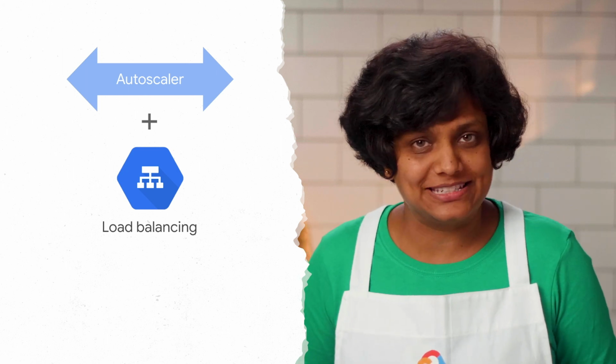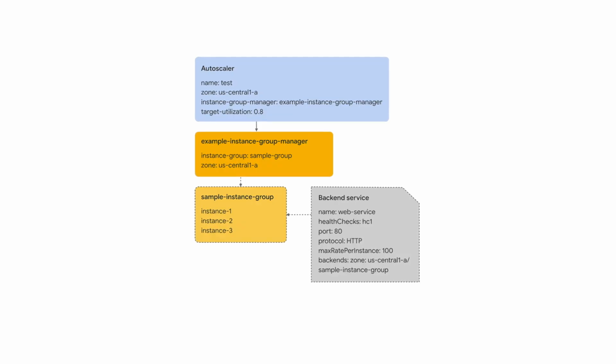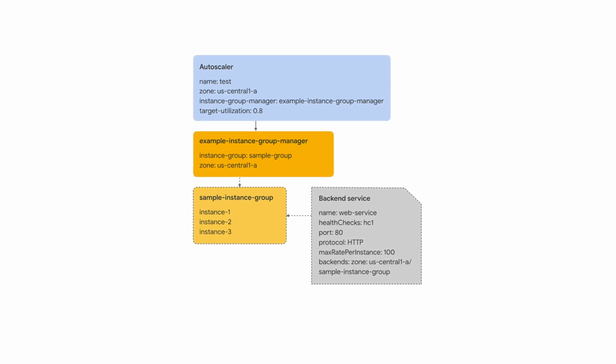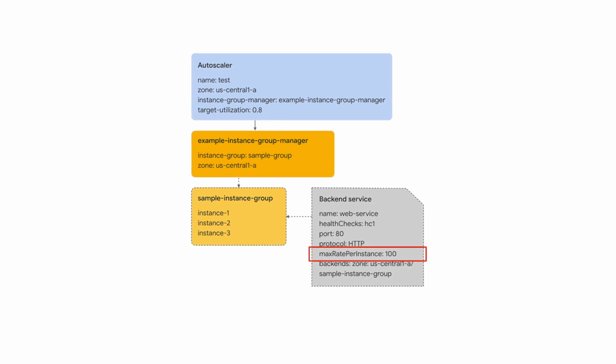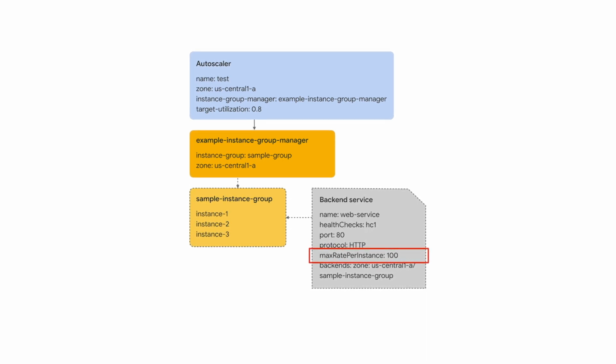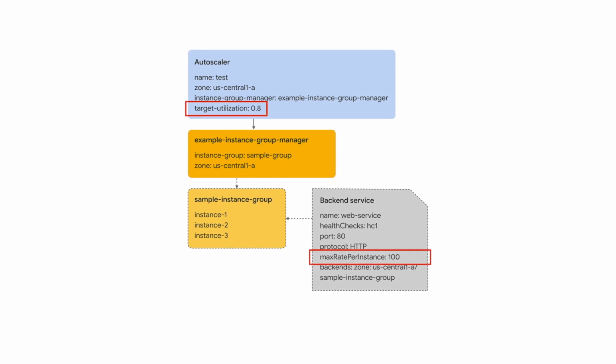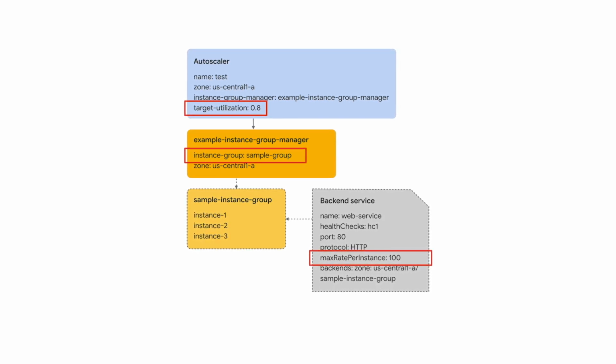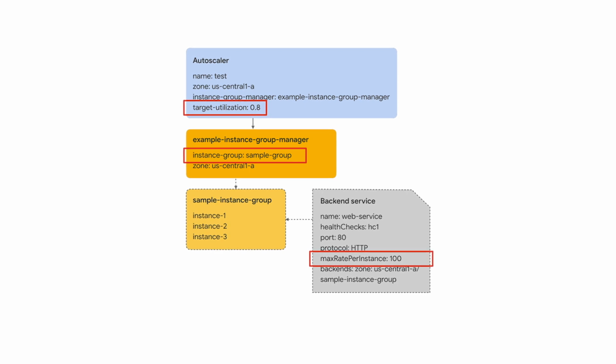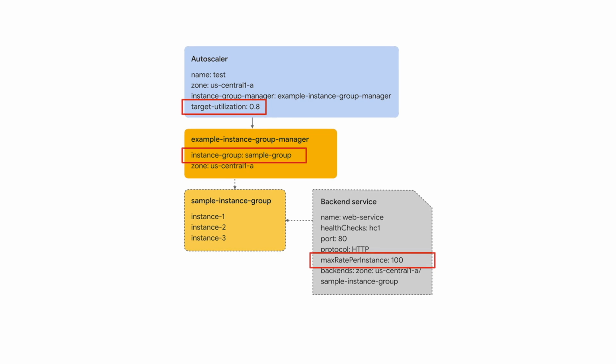You can use autoscaling in conjunction with load balancing by setting up an autoscaler that scales based on the load of your instances. For example, assume the load balancing serving capacity of a managed instance group is defined as 100 requests per second per instance. If you create an autoscaler with HTTP load balancing policy and set it to maintain a target utilization level of 80%, the autoscaler will add or remove instances from a managed instance group to maintain 80% of the serving capacity, or 80 requests per second per instance.